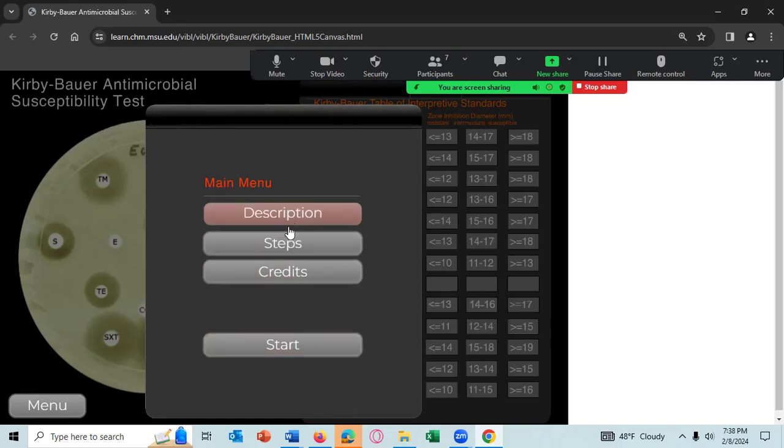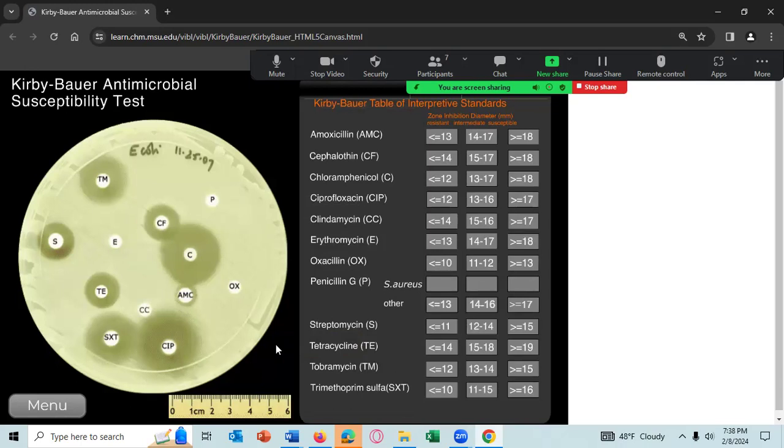You can read about the description and the steps of the Kirby-Bauer test, but let's just hit start. And what you're going to do is the first time you're going to be looking at E. coli grown on the plate and then tested with the Kirby-Bauer test for various antibiotics. S stands for streptomycin. E is probably erythromycin, and yeah, it's erythromycin there. So the letter refers to the antibiotic, which is shown here.